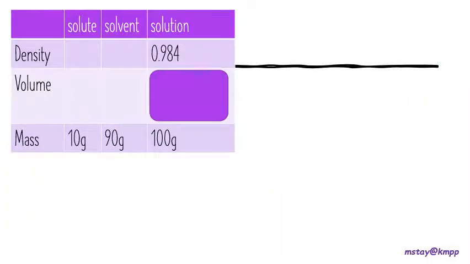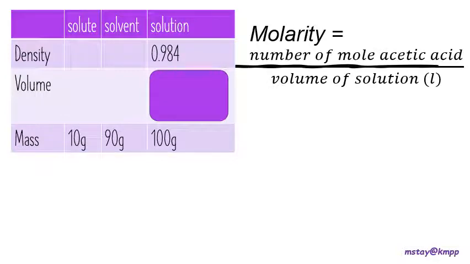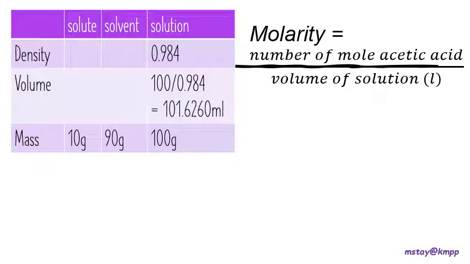Next, we need to find the molarity of the solution. As usual, list down the formula. The number of moles of acetic acid is determined just now. So now we use the density and the mass of the solution to determine the volume of the solution. Before substituting the values into the formula, remember to convert the unit into liter.